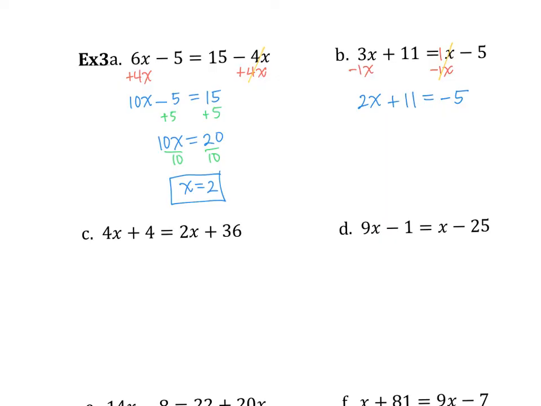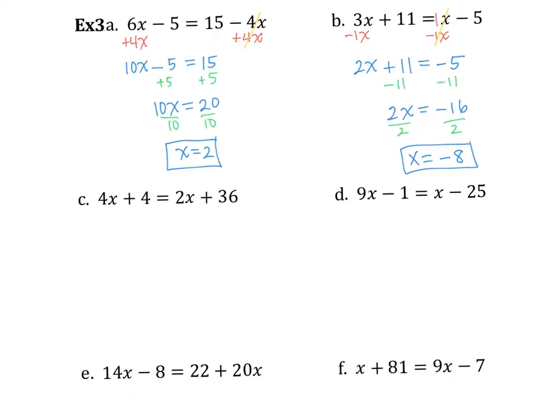Now it's a two-step equation, so I'm going to minus the 11. This is going to be a negative. If I add two negatives, they stay negative. 5 and 11 is 16. Okay, so for B, I got x equals -8.